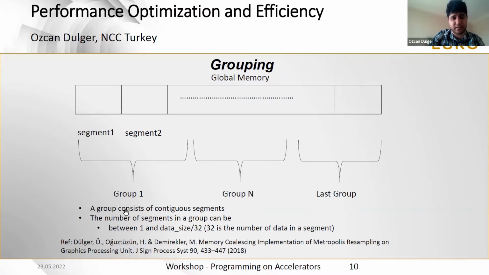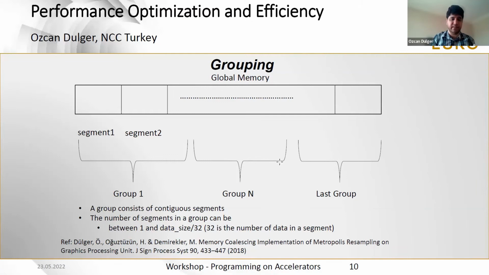A group here consists of contiguous real segments. So this is important. The second characteristic is that the number of segments in the group can be between 1 and data size divided by 32. 32 is the number of data in a segment here. So the smallest group consists of one segment, and the largest group consists of full segments in the global memory.